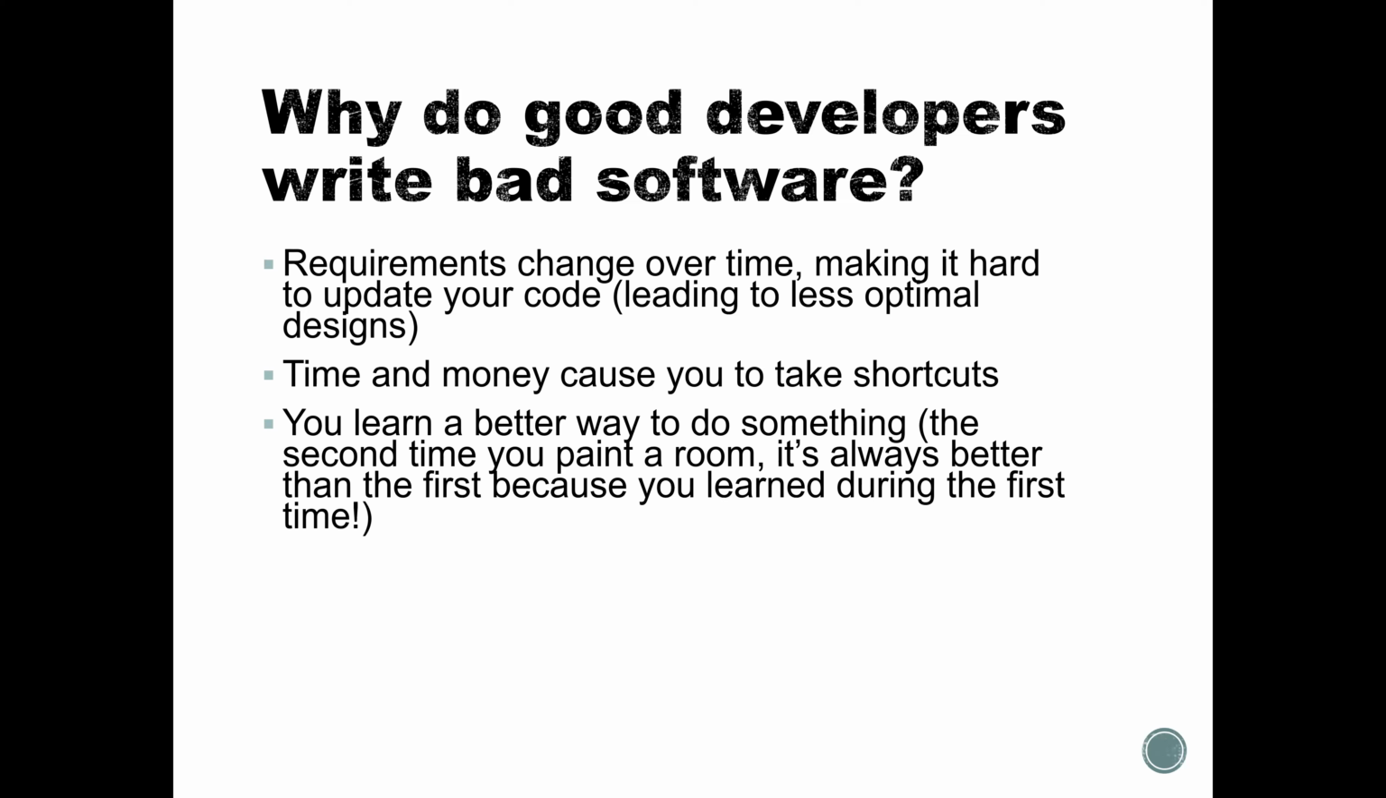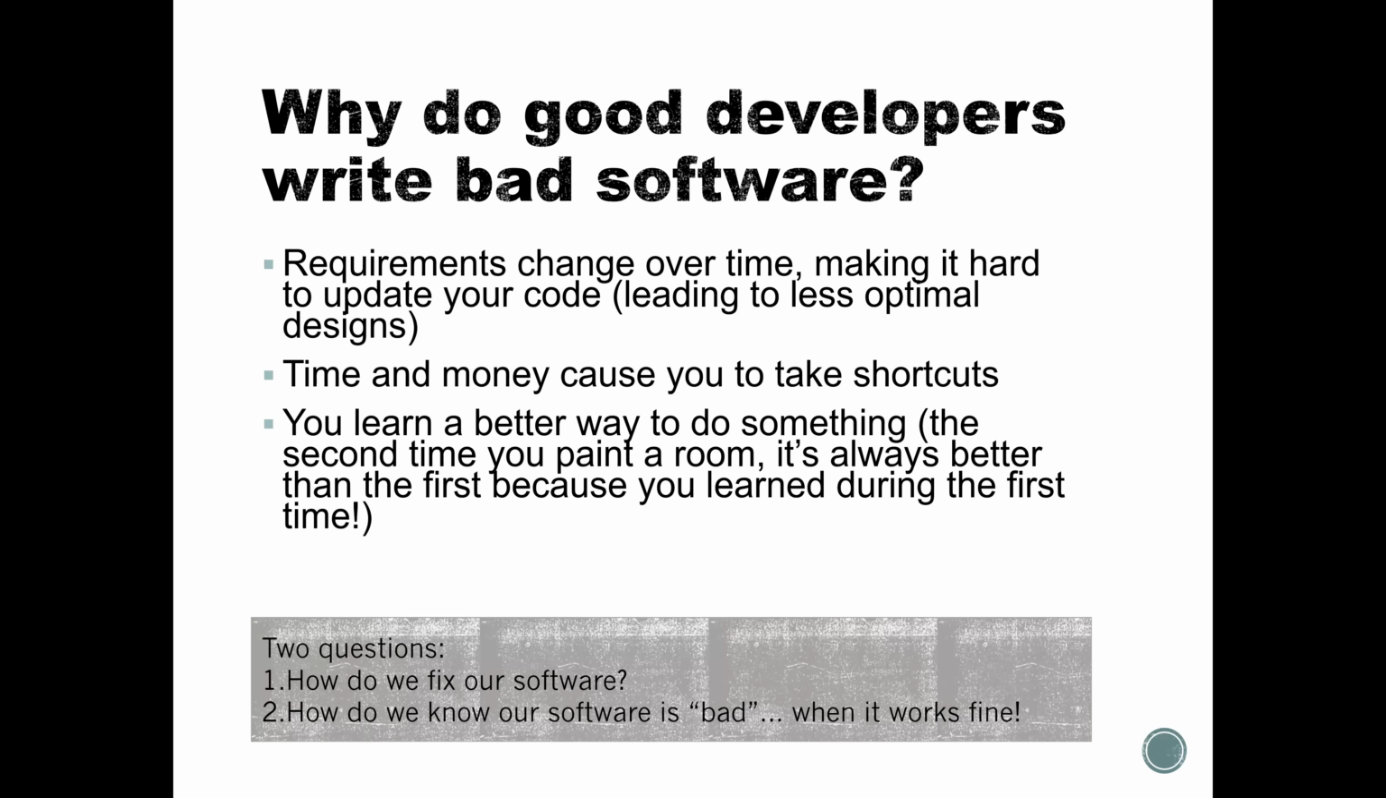And yes, you learn a better way to do something. The second time you paint a room, it's always better than the first because you learned during the first time. So it may happen in the team. Yes, you have a good developer, but it's their first time working on this particular module, and they don't have enough expertise about how exactly it will go. They use their existing knowledge to develop the software. However, once it comes back to them during maintenance, it can be improved. But the thing is, they are good, but their expertise in developing software is limited, and in this case a bad software often gets released.